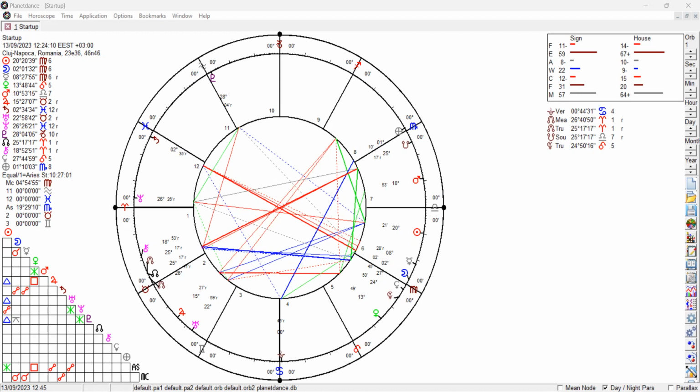So air also represents the connection between us, between individuals, people and collective, people and even something ideological. So air is very much about our intellectual processes, our communication, and of course, travel. And Gemini has a lot to do with everything that I mentioned.